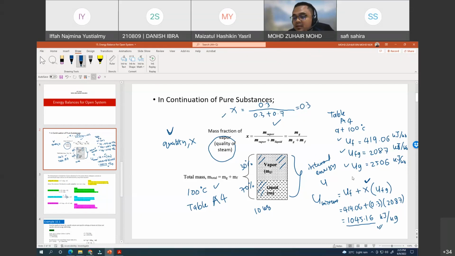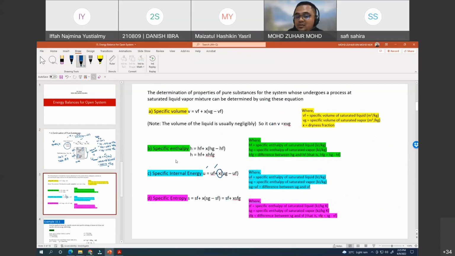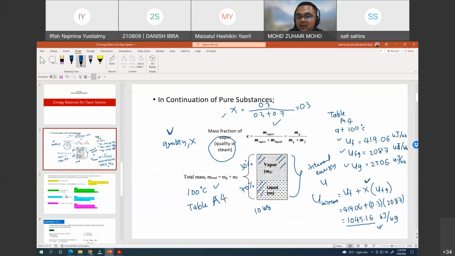Based on this, I gave you an example for internal energy. I can ask you about specific enthalpy or specific volume, but more or less it's the same. It's the liquid part plus x times the difference between the liquid and the gas part. Okay, so clear? Any question for this one? This will be something that will be asked in test 2. Not directly like this, but in the way you solve any kind of question, you will be required to find something like this. Okay, clear?